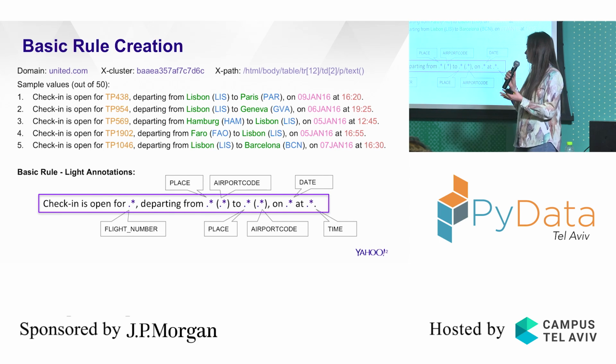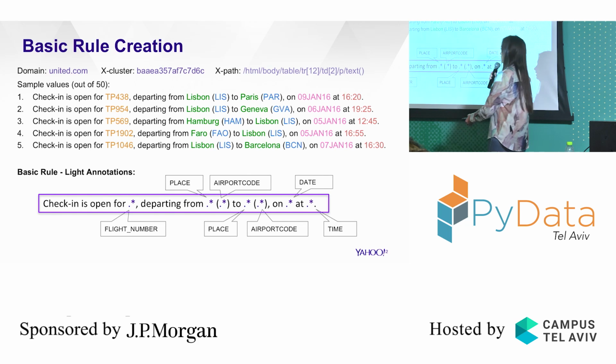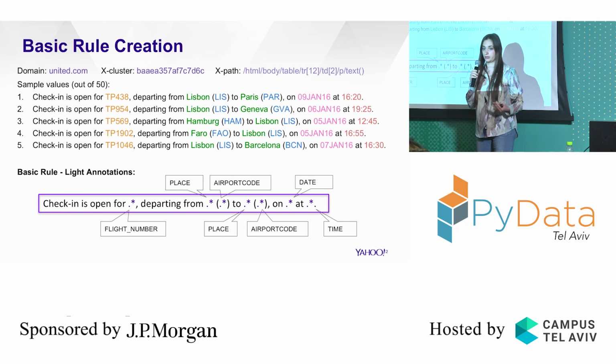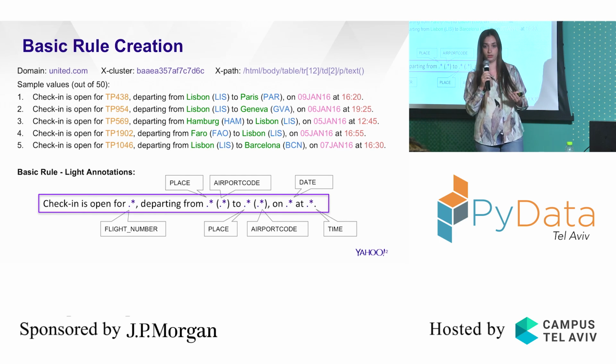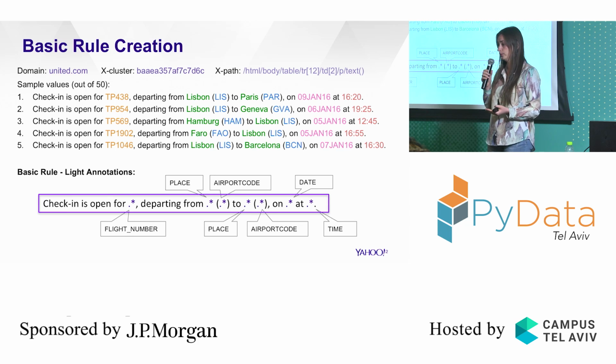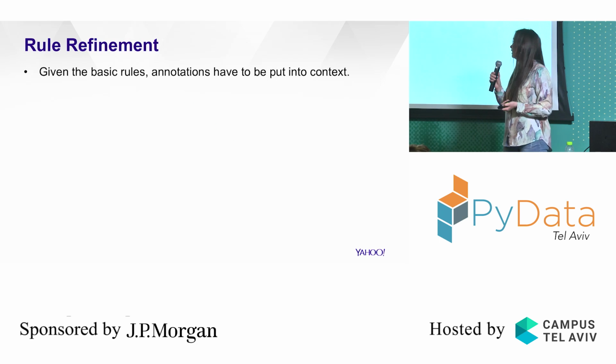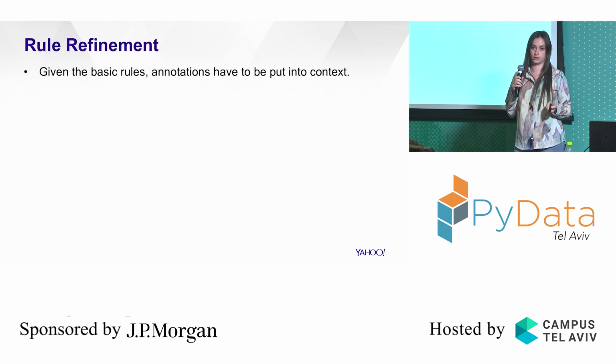Then we have a comma, departing from, and the next value we'll extract is associated with the light annotation place, and so on. This is our basic rule. Now we go to the second phase of rule refinement. Now we want to give a context. We will look not at a specific column in our table, not specific XPaths. We will look at the whole message in order to understand the context.